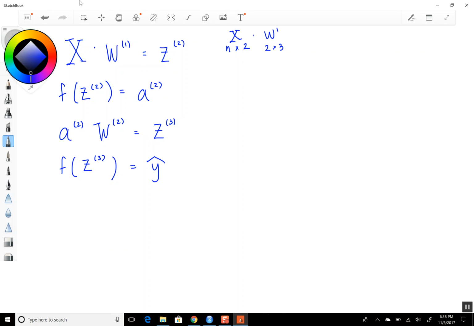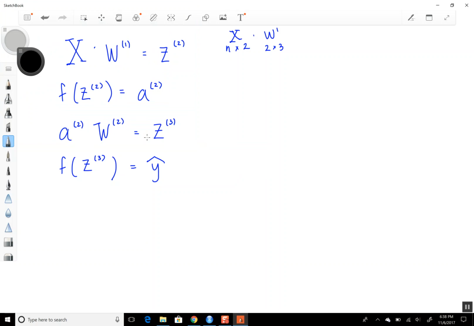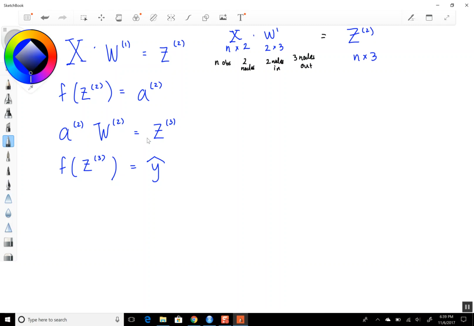I think now that I see this, I think I labeled that wrong. It's 1 row per observation and 1 column per node. So n observations, 2 nodes for the input x, and then we have 2 nodes in and 3 nodes out. So the result will be z2, which will be n by 3 for n observations and 3 nodes. That's going to be our z.